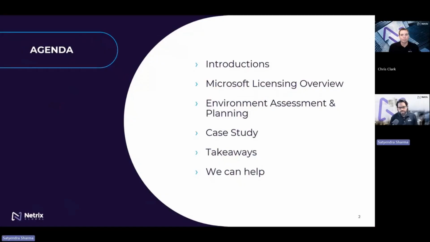Today's agenda is we are going to start with quick introductions. Then we're going to talk about Microsoft licensing overview, different types of licensing, and then we are going to discuss some very important information about assessing your current environment and some of the planning activities that you can do to maximize your E5 and your Microsoft 365 licensing in general.